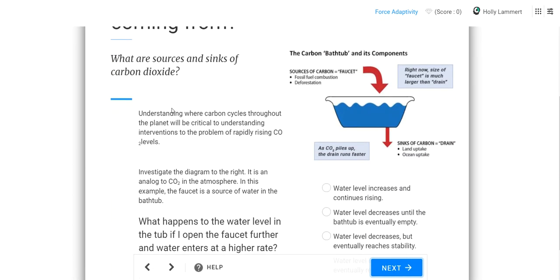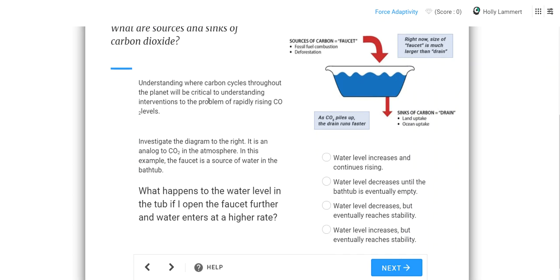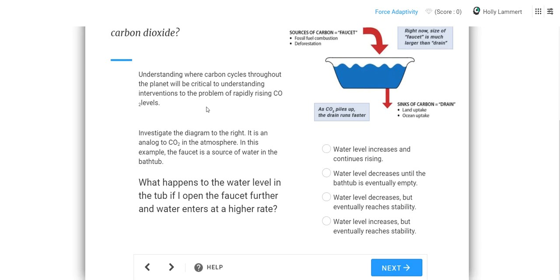What are the sources and sinks of carbon dioxide? So a sink here being where it is deposited, and the source is where it comes from. Understanding where carbon cycles throughout the planet will be critical to understanding interventions to the problem of rapidly rising CO2 levels. Investigate the diagram to the right. Is it an analog to CO2 in the atmosphere? Or it is an analog, or something that is similar to or shows the same process of what happens when CO2 is in the atmosphere.